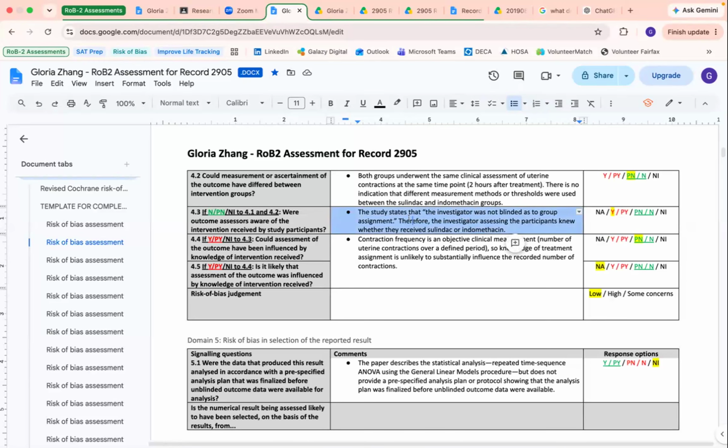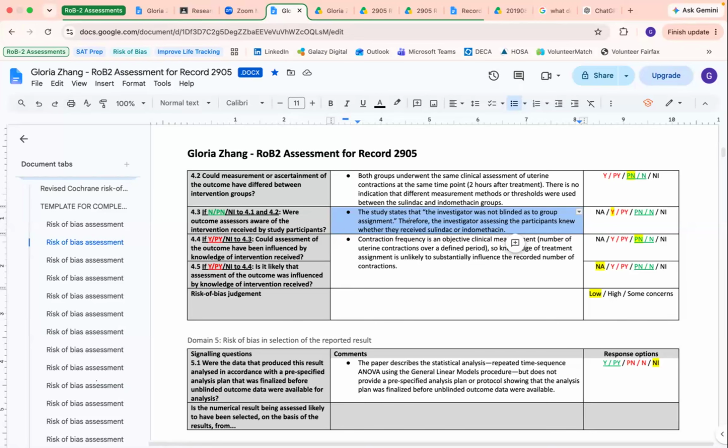Mr. David had pointed out earlier that this primary investigator was using an ultrasound, so they were explicitly noted to be doing that. But we don't know, was the primary investigator also the person that put the tocometer on the woman? It doesn't say one way or the other.